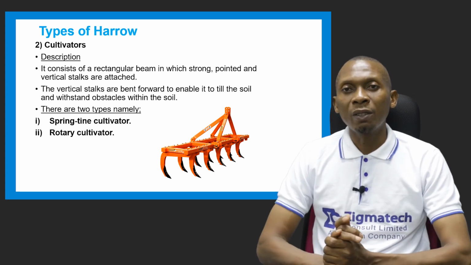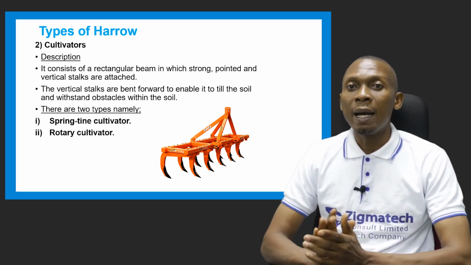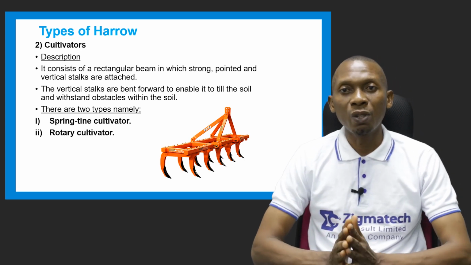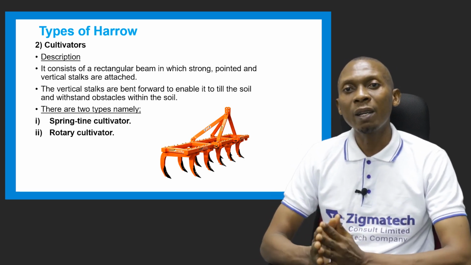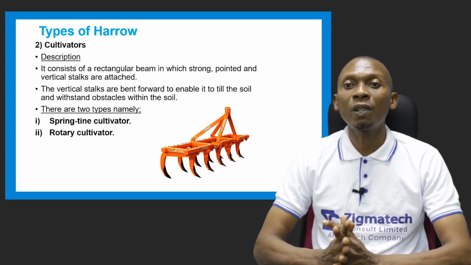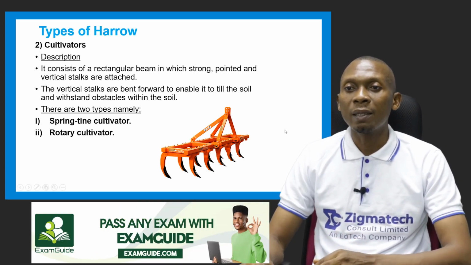Now we have the cultivator. It's a type of harrow, and there are two types here. We have the spring-tine cultivator and the rotary cultivator. Now let's look at what a cultivator is, or how it looks. It consists of a rectangular beam. You can see the rectangular beam here.